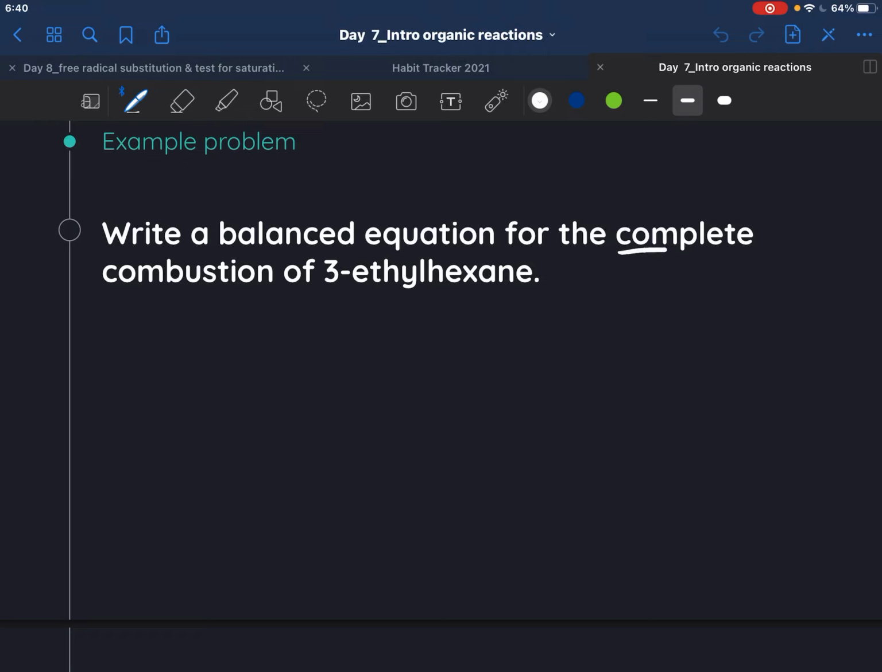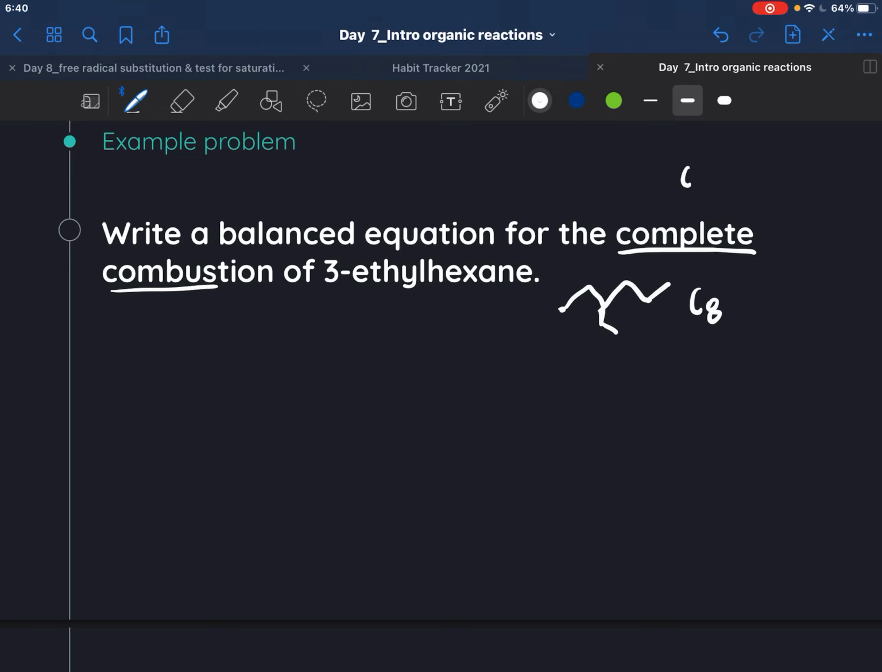All right, so complete combustion of 3-ethylhexane. The first thing I want to do for myself, of course, is draw 3-ethylhexane. 1, 2, 3, 4, 5, 6. 3-ethyl is on the third carbon. I have an ethyl group. Then I'm going to count my carbons. 1, 2, 3, 4, 5, 6, 7, 8.